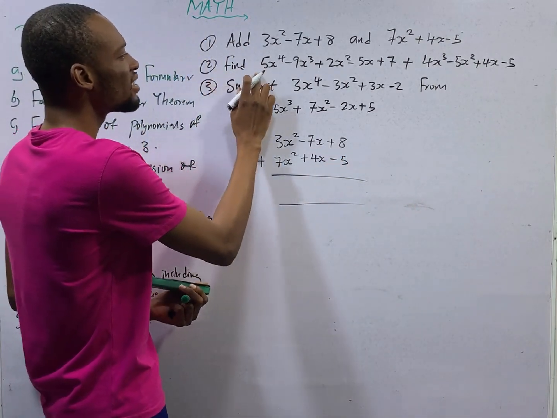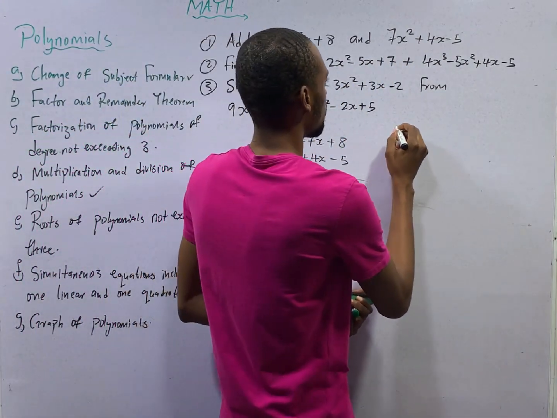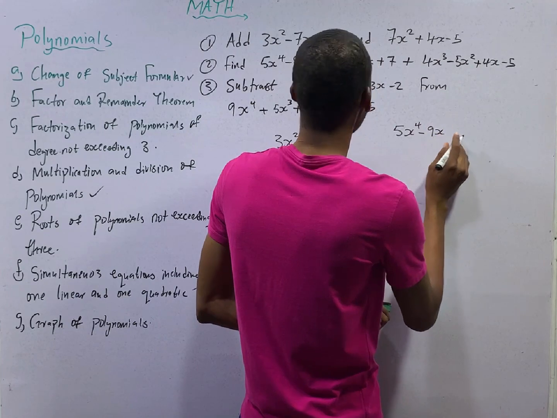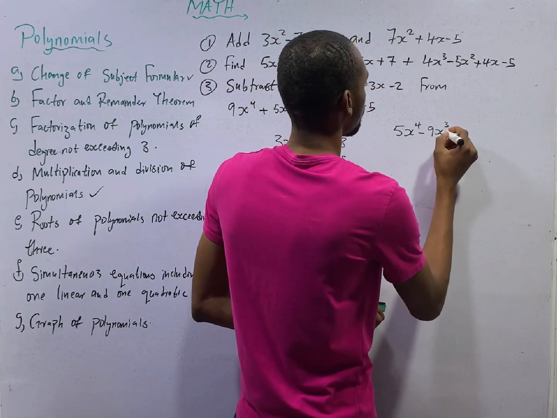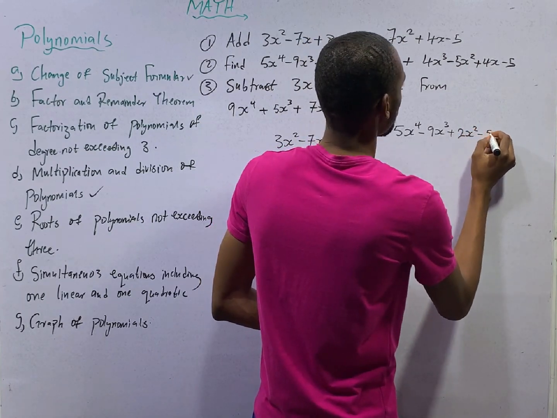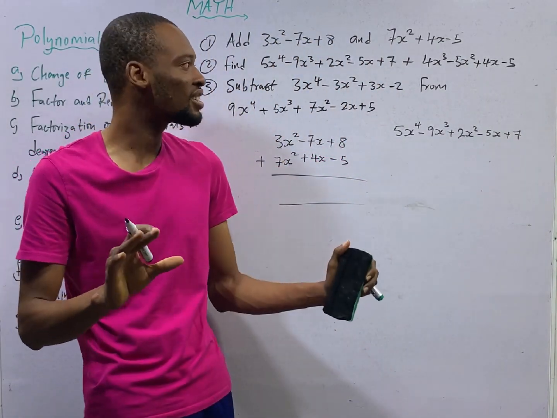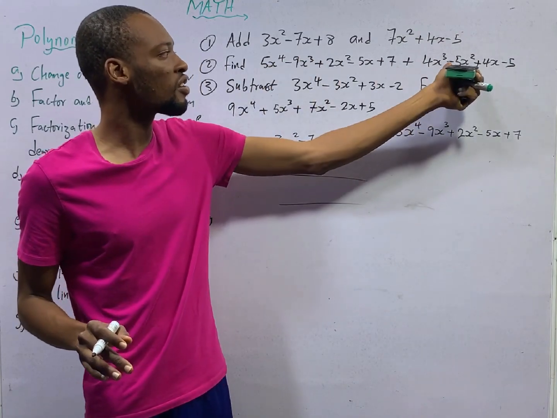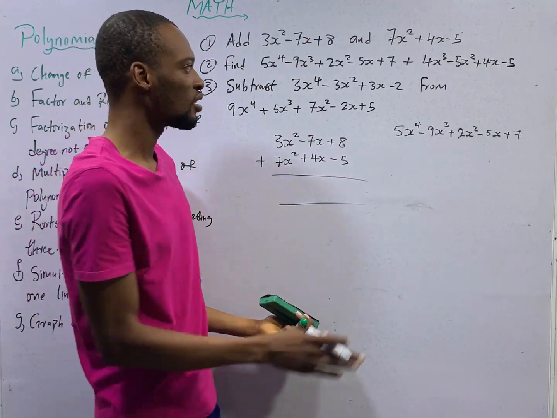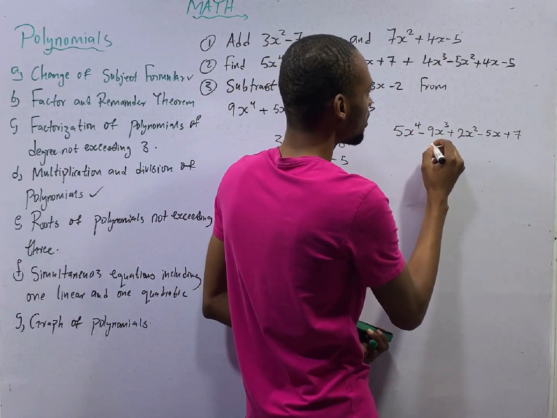For number 2, find this one plus this one. So we are still dealing with addition. You simply write 5s raised to the power of 4 minus 9s raised to the power of 3 plus 2s squared minus 5s plus 7. Now, they are of different degrees. This is of degree 4 and this is of degree 3. So, while arranging, you put them according to their degrees. We can't start from here because this is of lower degree. We start from raised to the power of 3.